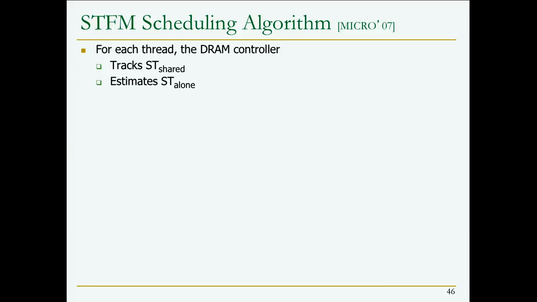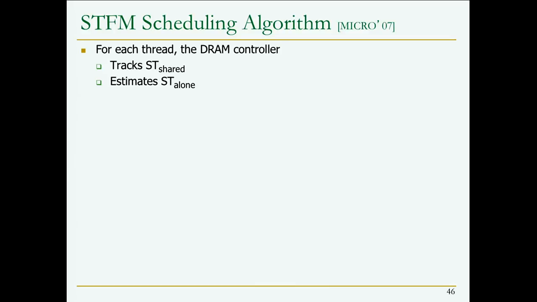Of course, it's not easy to design this controller, but basically for each thread, the memory controller needs to track stall time shared and estimate stall time alone. Tracking stall time shared is not that hard. If you read the paper, you actually figure that out. Basically, whenever a thread is stalled, you count that, right? That's basically how much time you're stalling waiting for DRAM.